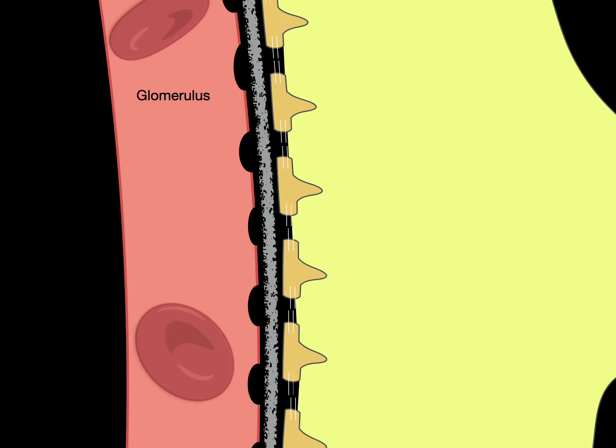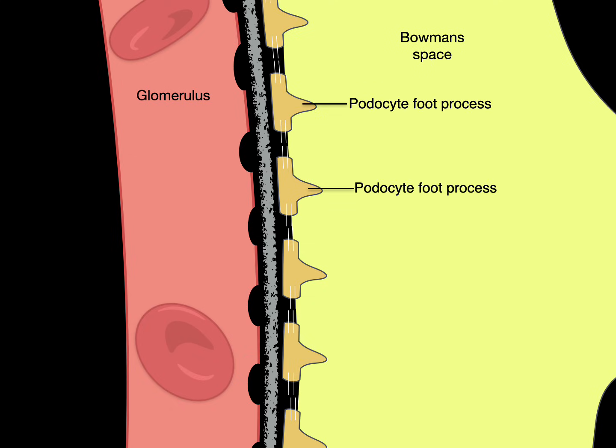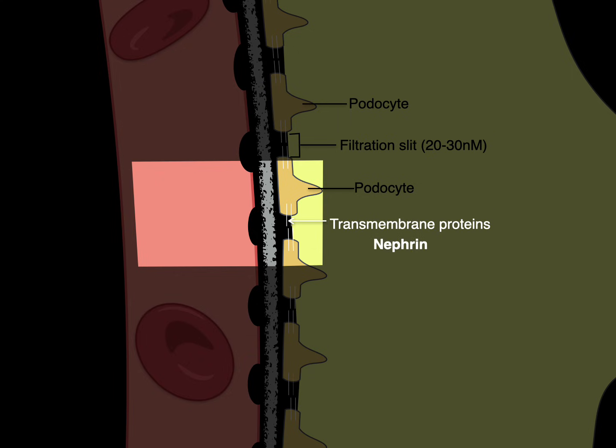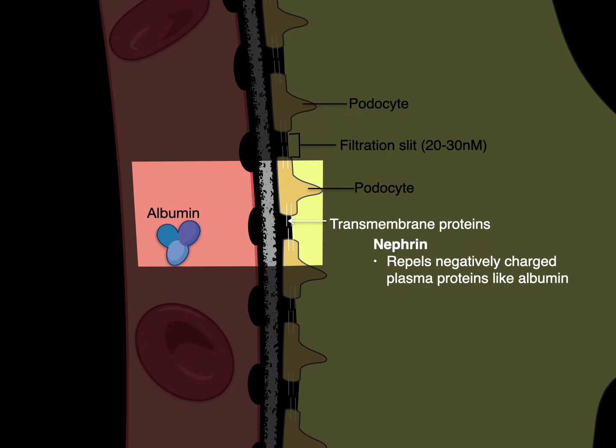In this illustration, we see the glomerulus in red on the left, and there's Bowman's space on the right. There are two podocyte foot processes. Now, the space in between is called a filtration slit, and they're very narrow, 20 to 30 nanometers. Between these podocyte foot processes are transmembrane proteins. These transmembrane proteins, like nephrin, there are a number of them, but here's a major one, nephrin.